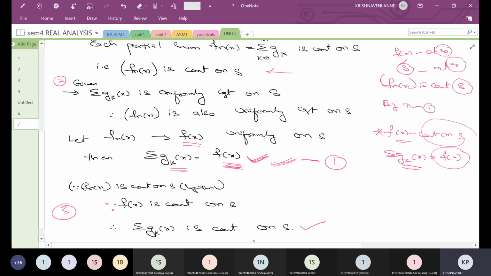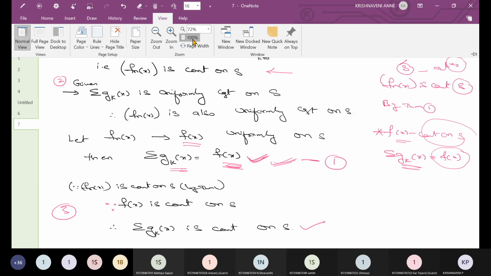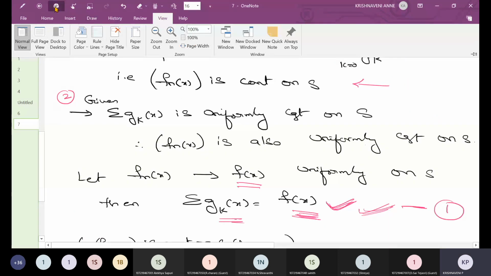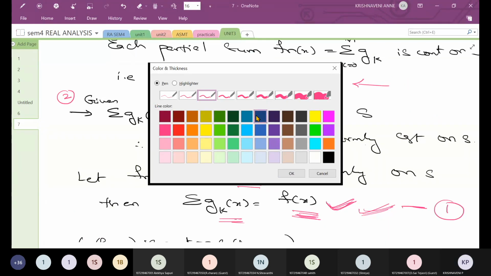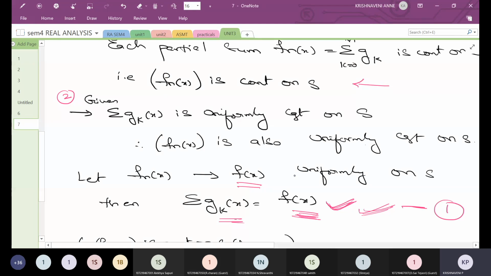Shall I go for the next theorem? Okay, next theorem. Theorem number 6. So write down. Theorem number 6.